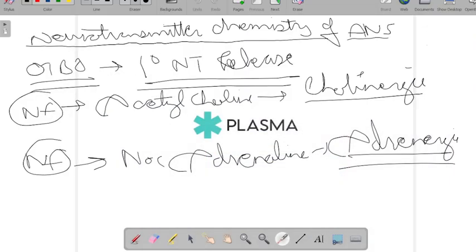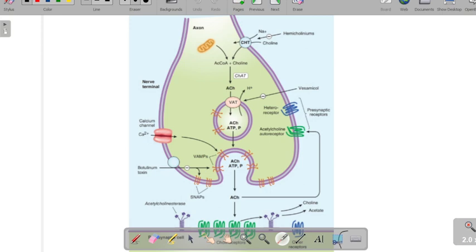So today we are going to discuss neurotransmitter chemistry of the autonomic nervous system. On the basis of primary neurotransmitter release, nerve fibers that release acetylcholine are known as cholinergic and nerve fibers that release noradrenaline are known as adrenergic. Okay, so this is cholinergic transmission.